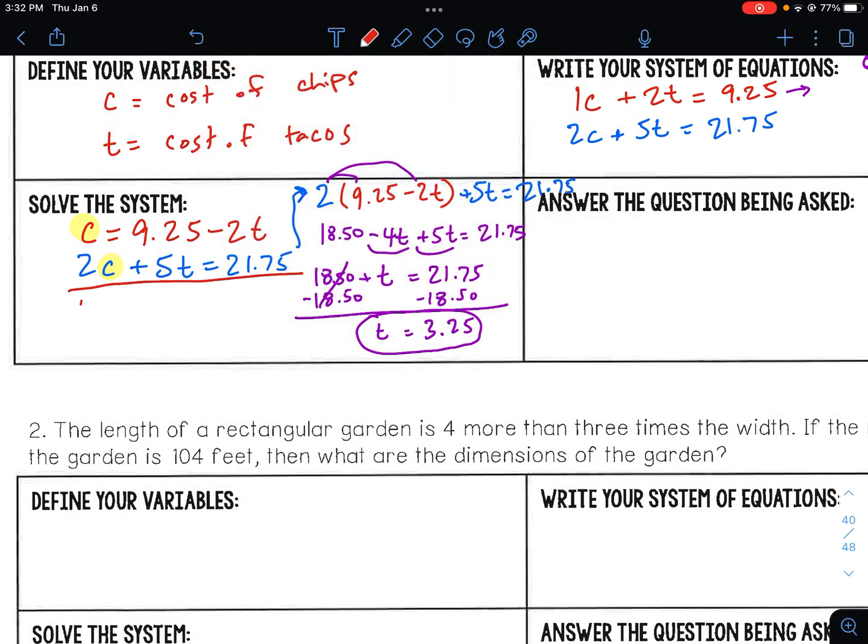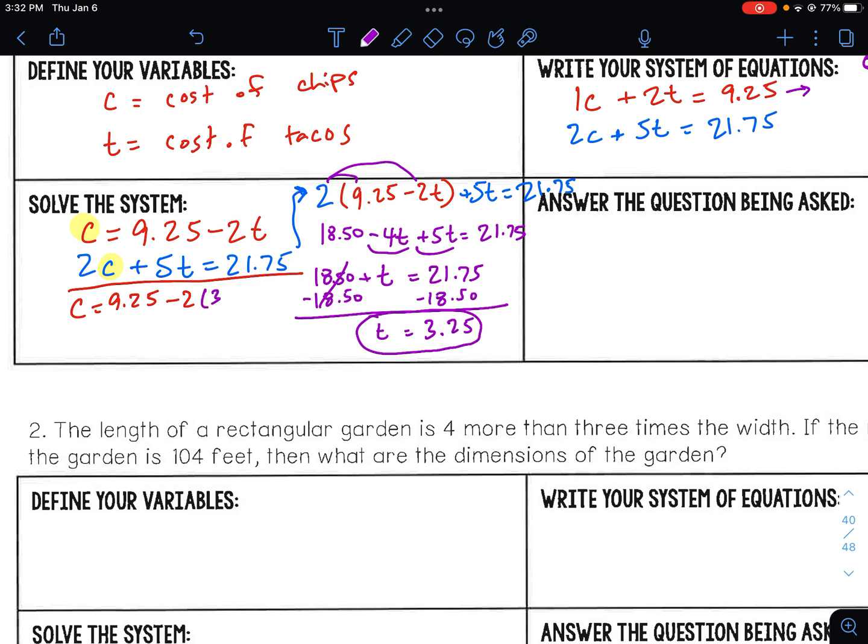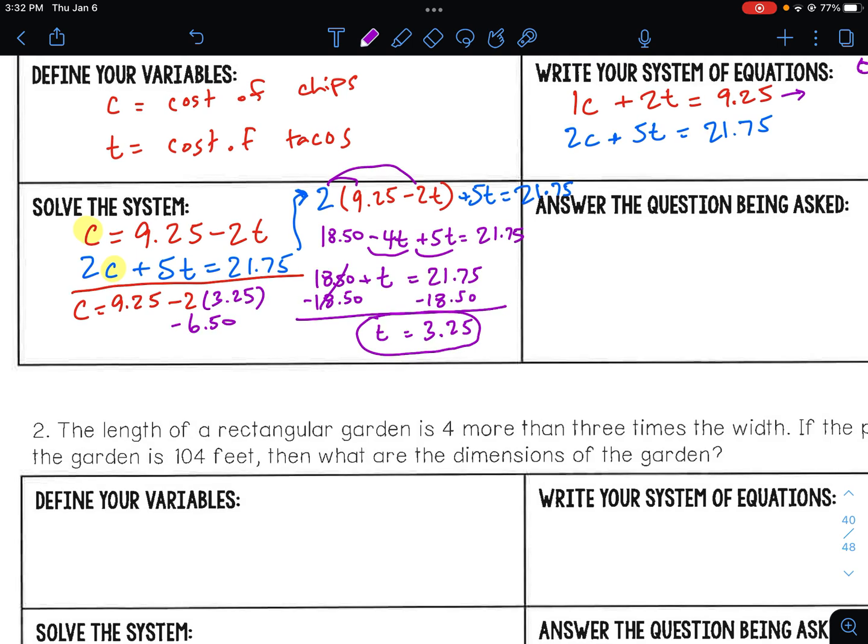I'm going to rewrite this. C equals 9.25 minus 2t. And t is 3.25. 3.25 times 2 is 6.50. So 9.25 minus 6.50 is the cost of the chips. So the chips are $2.75.